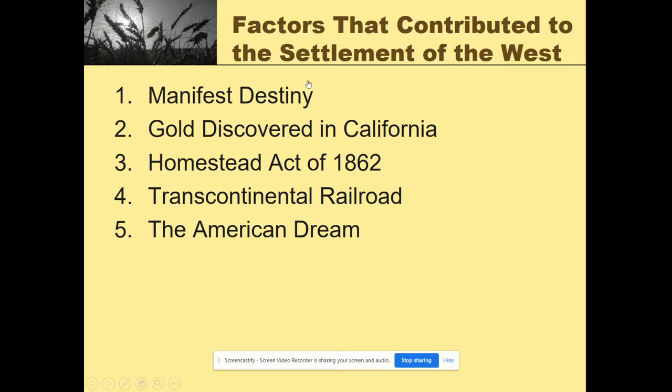The Transcontinental Railroad, we saw an example the other day of that construction and how those railroad lines were attacked. And then the whole concept of the American dream, that idea that you can own land, that comes out of this westward movement time.